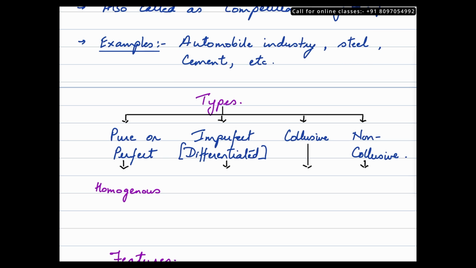The next is differentiated or imperfect oligopoly. As the name indicates, these are the firms that deal in differentiated commodities. So the commodities may be very close substitutes. For example, cars. And if we talk about cars, we have different types of cars. We have hatchbacks, we have sedans, and we have SUVs. So more or less the structure remains the same. It's just the features that differ. The strength, the other facilities that are provided inside the car might be a little different from one brand to another.